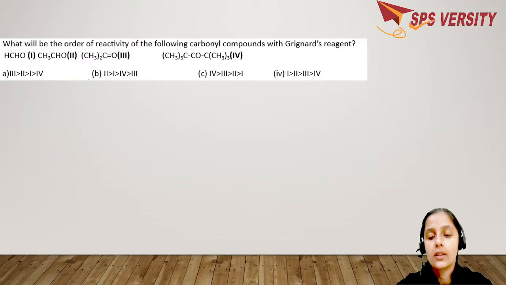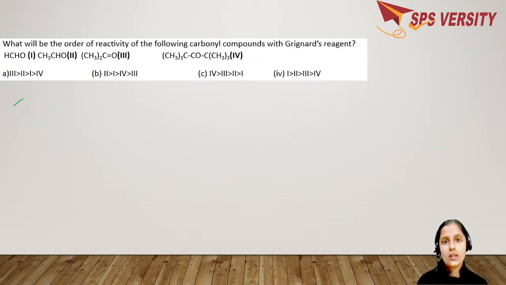What will be the order of reactivity of the following carbonyl compounds with the Grignard reagent? So what do you think is the right answer? We start with the Grignard reagent, which is RMgX. The carbonyl compound is C double bond O.